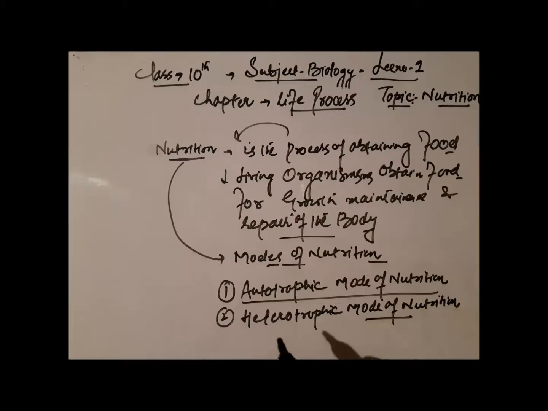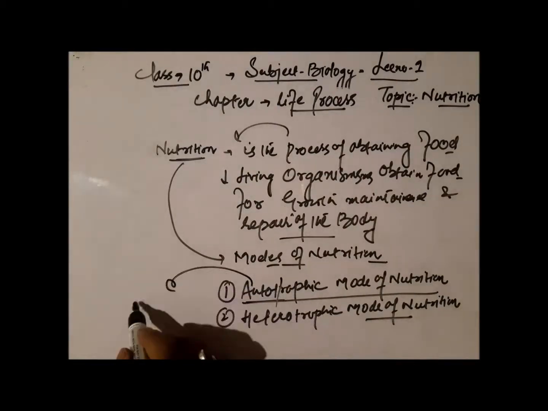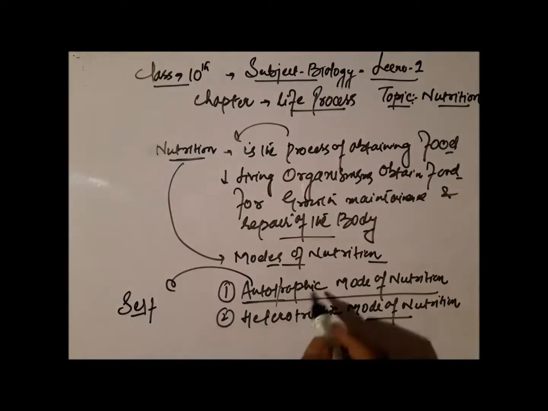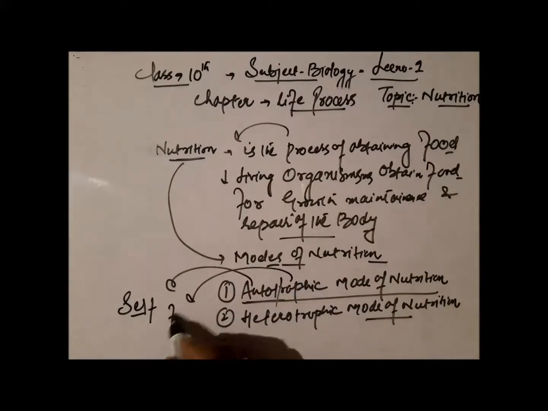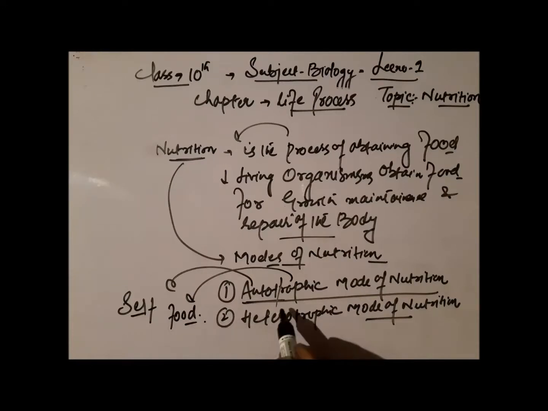As far as the autotrophic mode of nutrition is concerned, if we distinguish these two words, auto and trophic, auto means the self-producers, self, and trophic refers to food. So we can define autotrophic mode of nutrition: it's a type of nutrition in which living organisms manufacture their own food from simple inorganic raw materials.